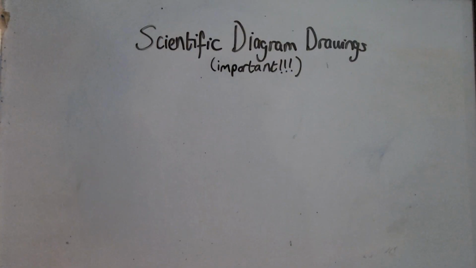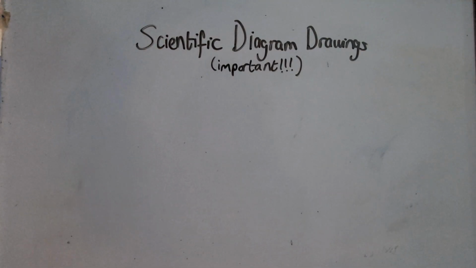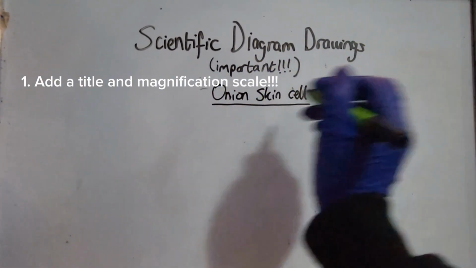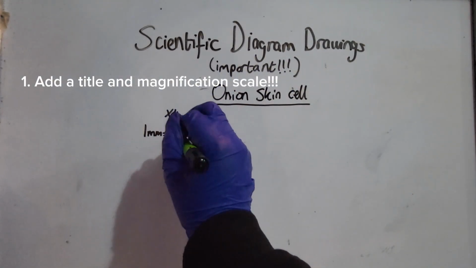For your specification, it's very important that you know how to produce a scientific drawing for these images. I'm going to tell you what you really should and shouldn't do when producing a scientific diagram drawing, because it's very important and you can lose marks if you get it wrong. Always remember to add a title and a scale. This is very easy to forget and overlook, but it's really important if you want to get full marks on the question.